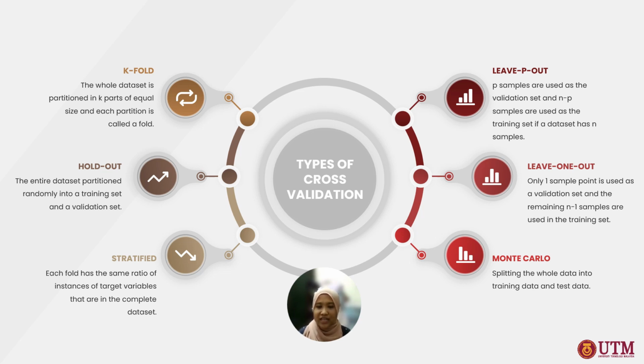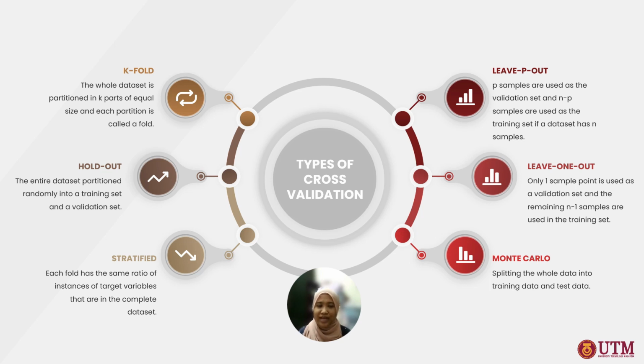The next one is leave one out. In this technique, only one sample point is used as the validation set and the remaining N-1 samples are used in the training set. Think of it as a more specific case of the leave P out cross-validation technique with P equal to 1. The last one is Monte Carlo.